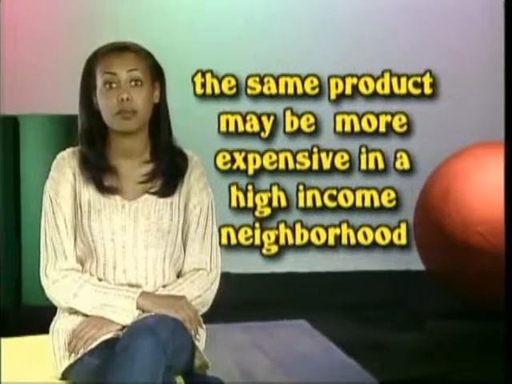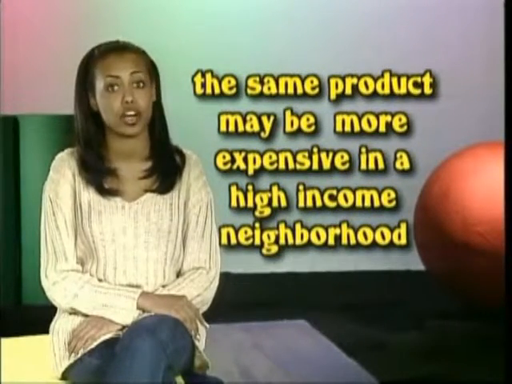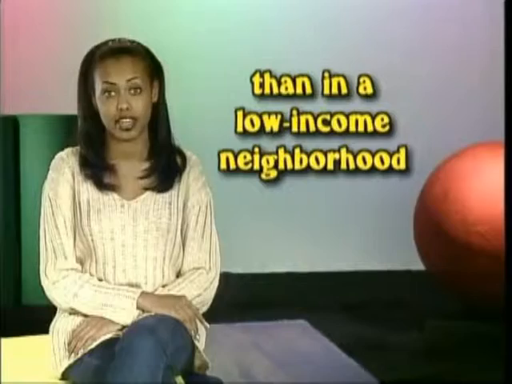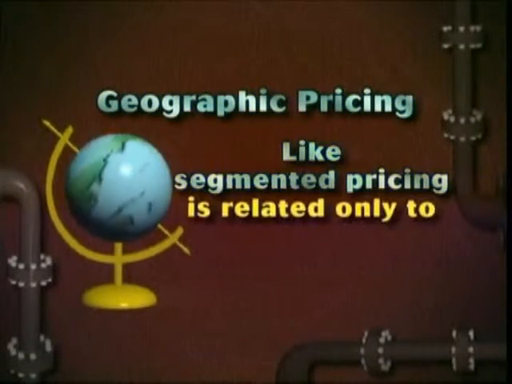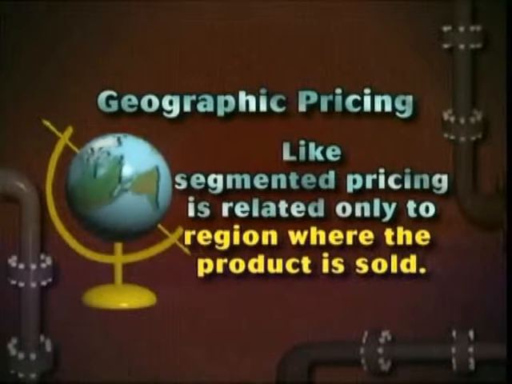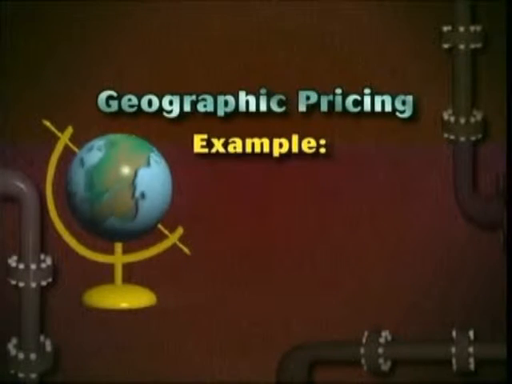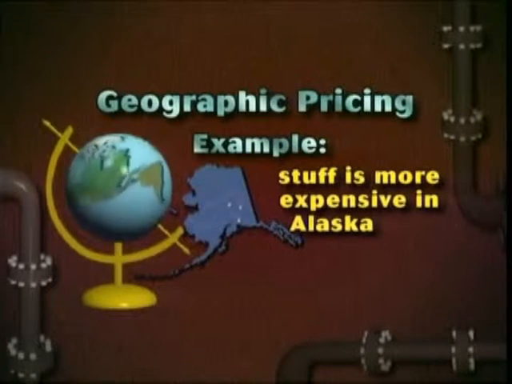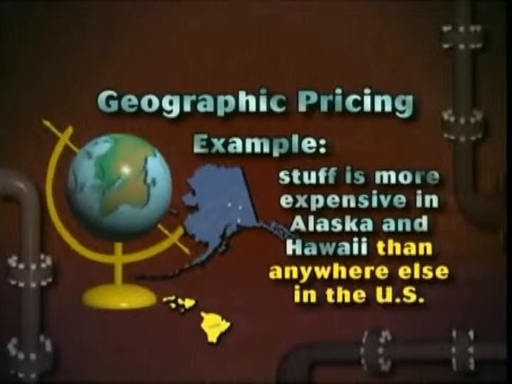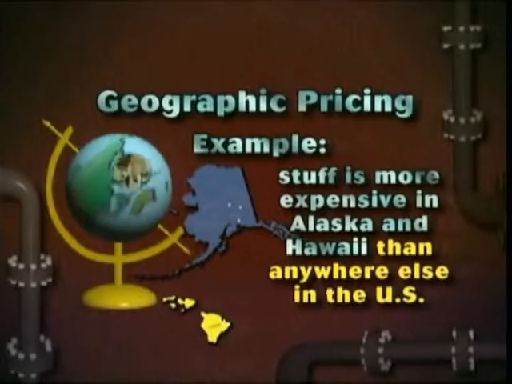The same product may be more expensive in a high-income neighborhood than in a very poor neighborhood. Geographic pricing is like segmented pricing, but is related only to the region where the product is being sold. A good example of geographical pricing is the fact that normal stuff is much more expensive in Alaska and Hawaii than just about everywhere else in the United States.